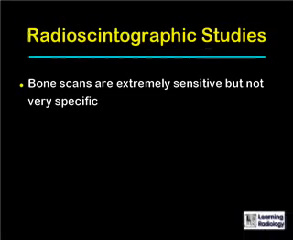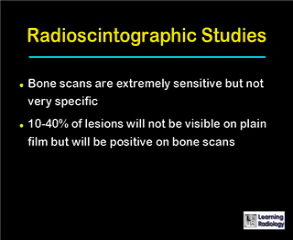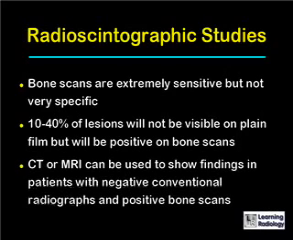Radioscintigraphic studies, nuclear medicine bone scans, are extremely sensitive but not very specific. About 10 to 40% of lesions will not be visible on plain films, but will be apparent on bone scans by virtue of increased uptake of the radioactive tracer. CT or MR can be used to show findings in patients with a negative conventional radiograph and a positive bone scan, and MR is used extensively for that purpose now.